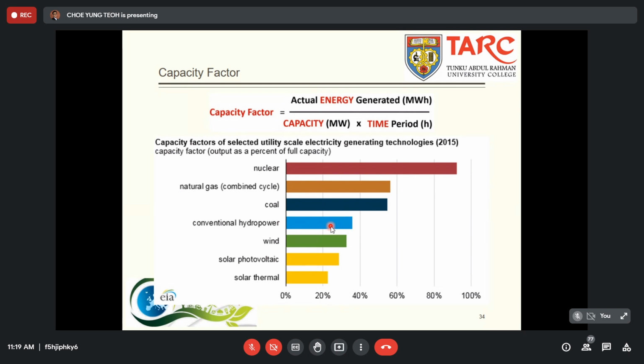So of course the capacity factor is independent for each power plant. Maybe in this location the rainfall is higher, so of course the hydropower capacity factor will be higher.